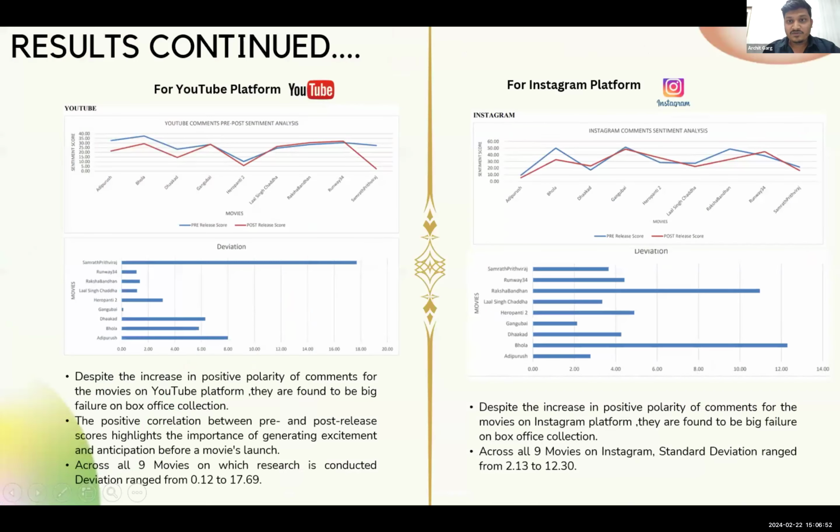These are the results for the different platforms, the YouTube platform and the Instagram platform. The deviation ranges from 0.12 to 17.69, and similarly for Instagram it ranges from 2.13 to 12.30. As we can see, there is a lot of positive talk before release, and after release also there hasn't been a significant change.